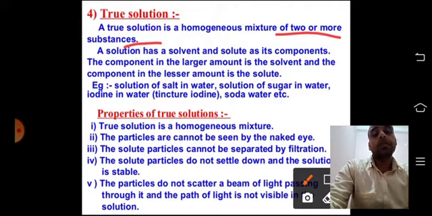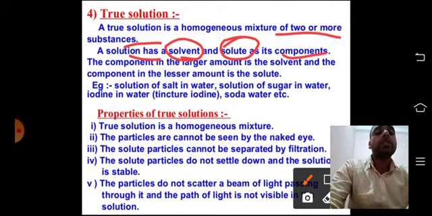Yes, that means salt plus water is a homogeneous mixture, and that homogeneous mixture can also be called a true solution. A solution has a solvent. Solvent means greater quantity and solute means lesser quantity. So a solution has two components: first of all, solvent, and second, solute.